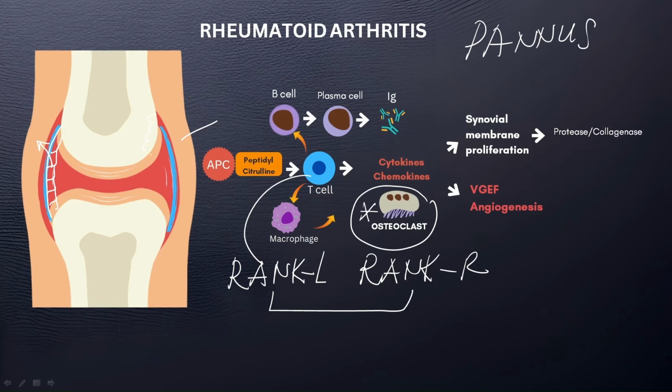Now, hepcidin is also elevated in the face of excessive cytokine production. This would help trap iron into macrophages, making it unavailable for erythropoiesis.